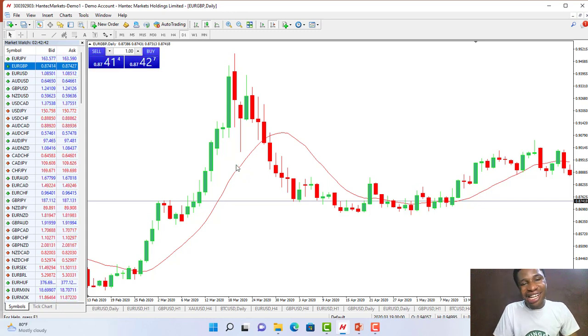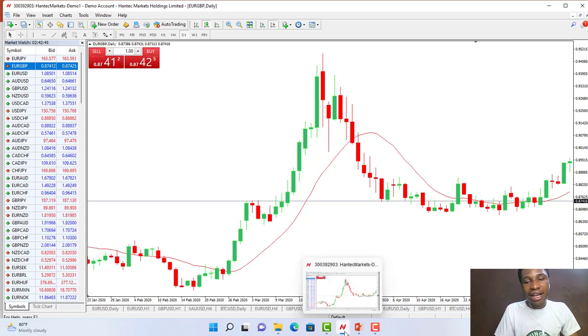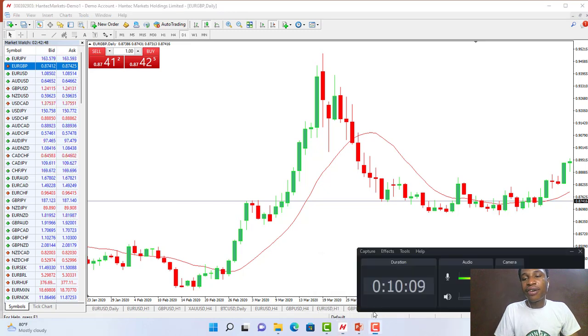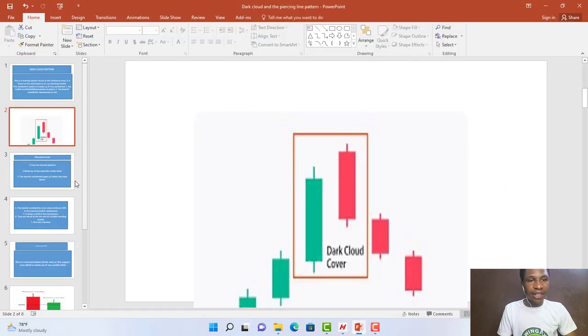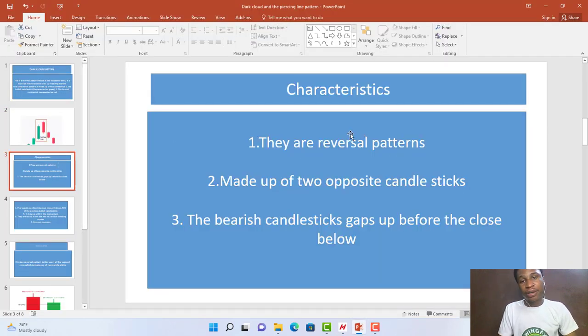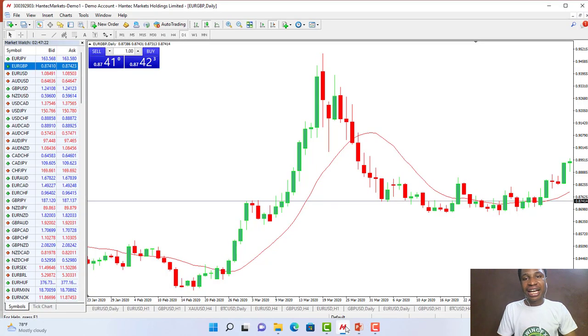Dark cloud is a killer strategy in the forex market. So that's why, on the slide here, one of the characteristics we said is that it's made up of two opposite candlesticks. The bearish candlestick gaps up before the close below. Like this, the bearish candlestick must gap up before the close below. If it doesn't gap up, it's not a dark cloud. So that's the uniqueness in dark cloud.